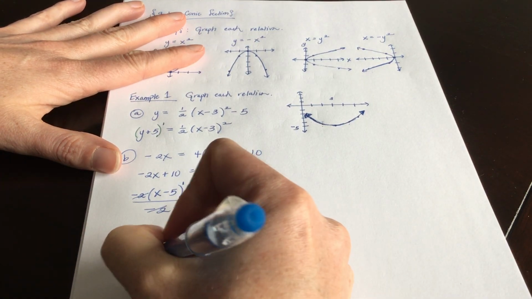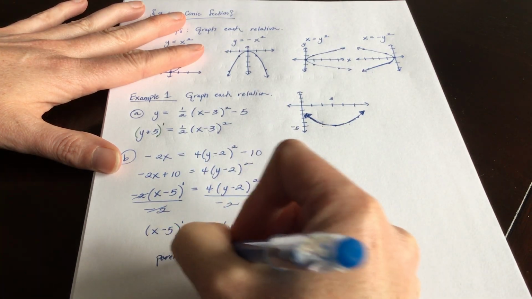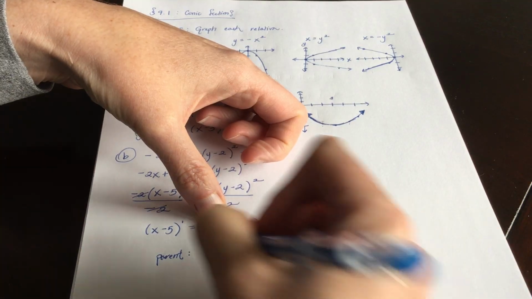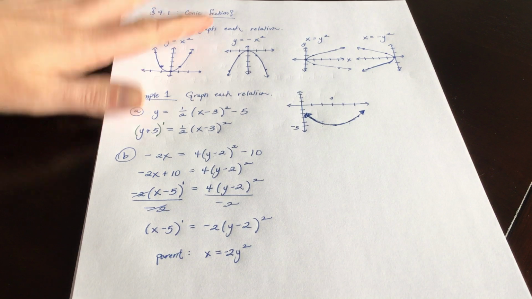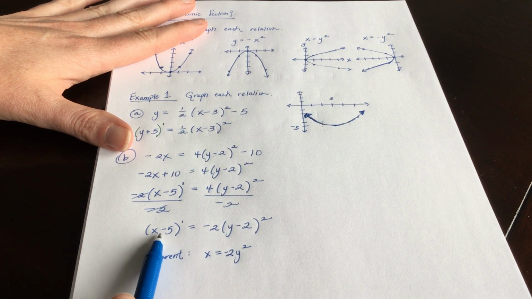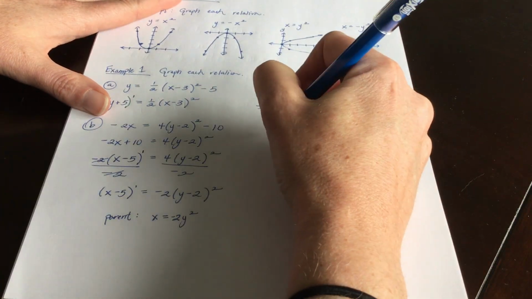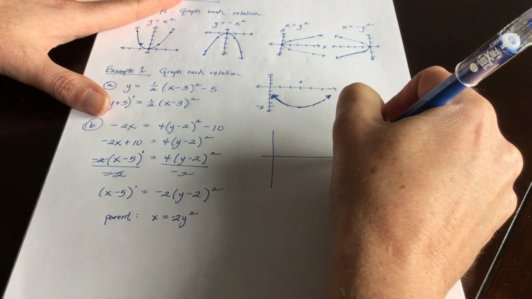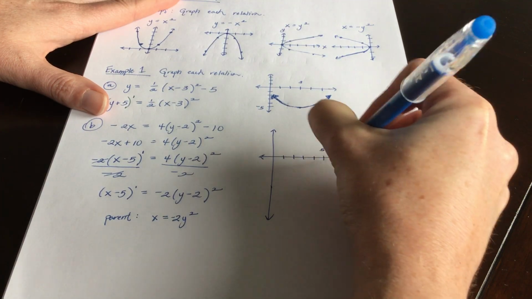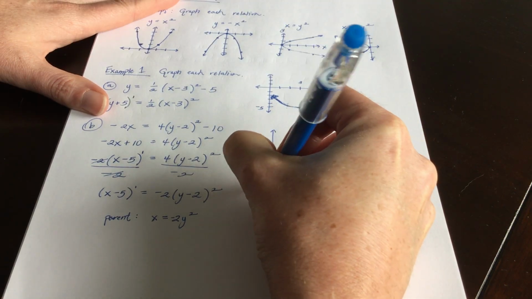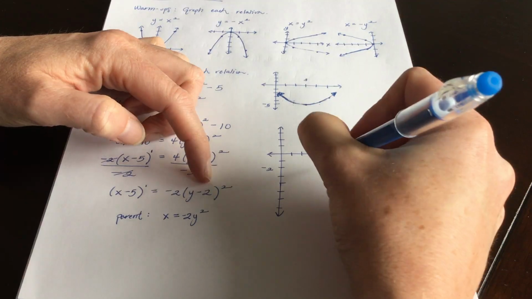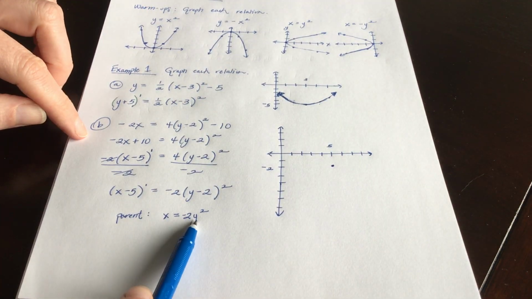So what is your parent function or parent relation? You could think of it as x equals y squared. I really like including my stretch factors in my parent function. It's totally up to you. But what I do is I think about what this graph would look like, and then I just shift that graph to the right 5 and down 2. So the vertex would have been at the origin, but got shifted to the right 5, down 2. And then this would be opening to the left.